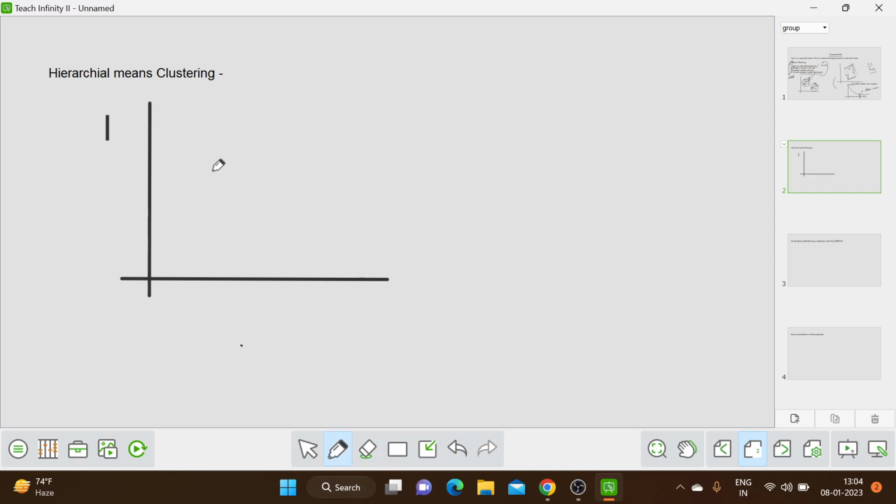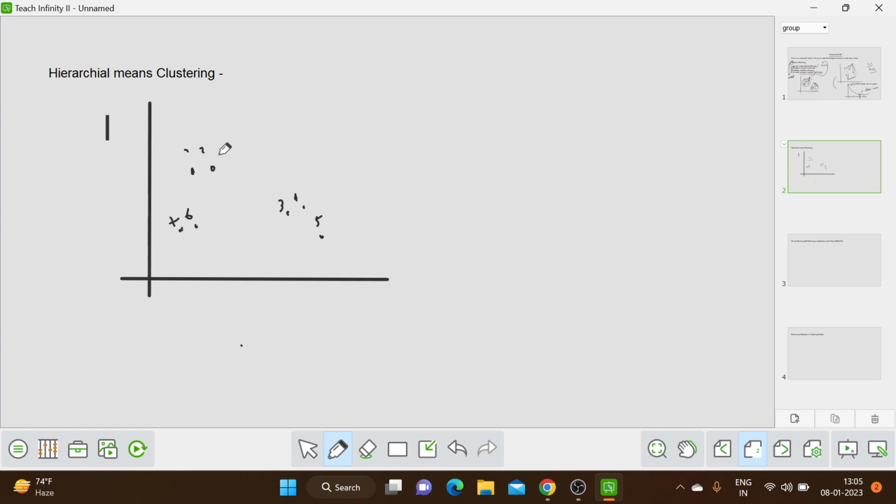Hierarchical means clustering. I try to draw the points. Suppose my 1 point is here, 1 point is here, 2 points, another 2 points is here, another here, some points is here, some points is here. So this becomes my point 1, point 2, point 3, 4, 5, 6, 7. So my points become like this.